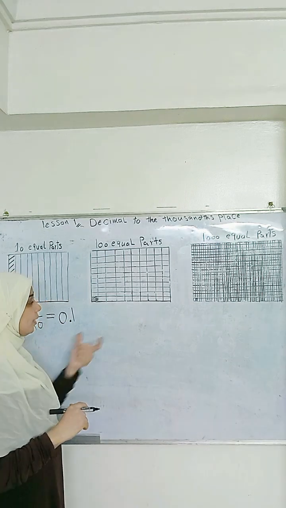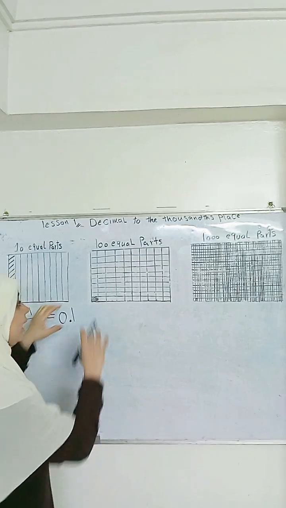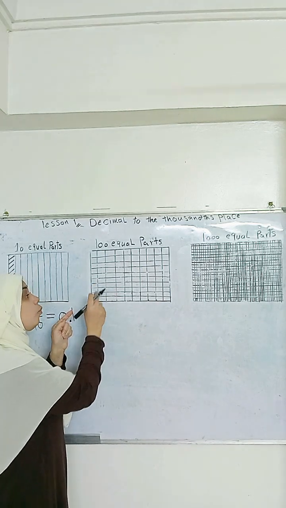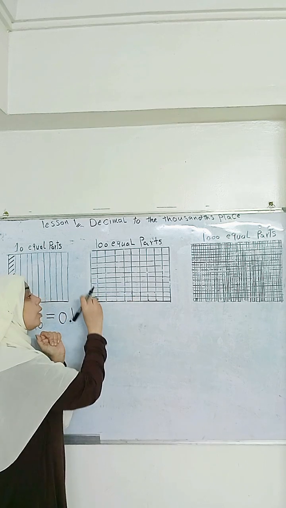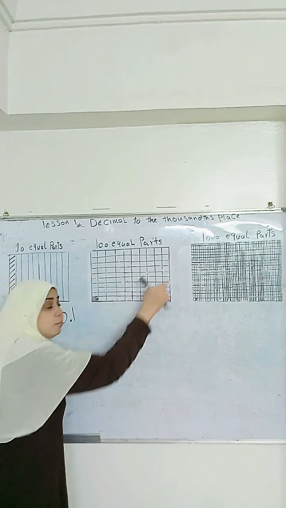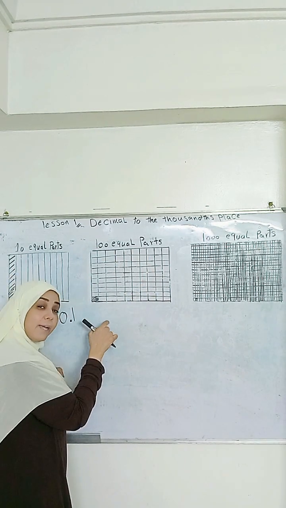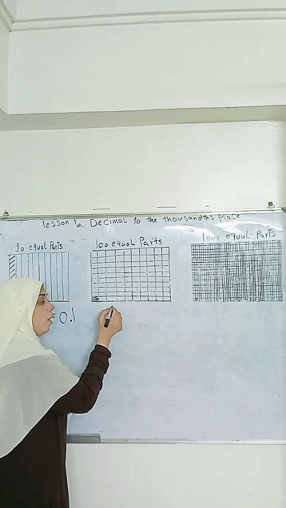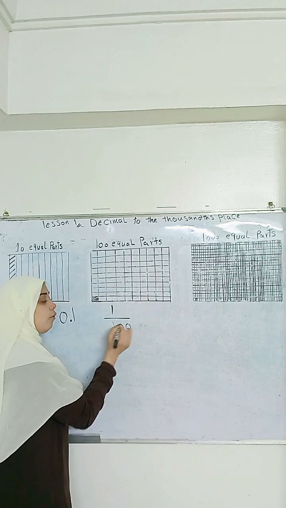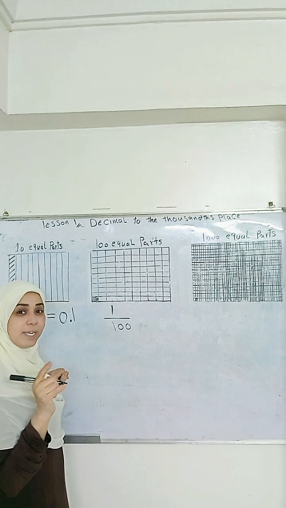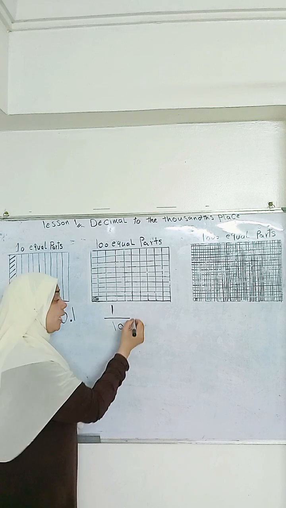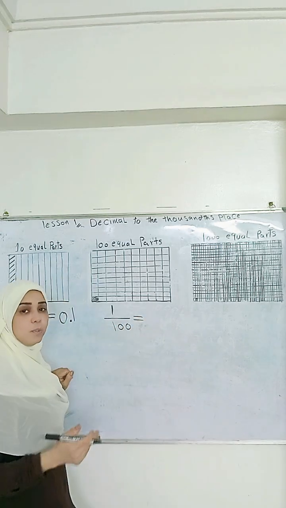Okay. What is this? It's one whole. We divided it into 100 pieces or 100 parts. If I take one part from these 100, how can we write it? Yes, it's one part out of 100, and we can read it as 1 over 100. How can we convert it to decimal?